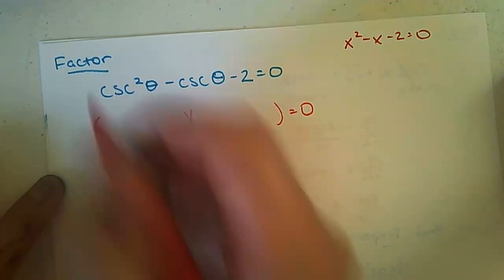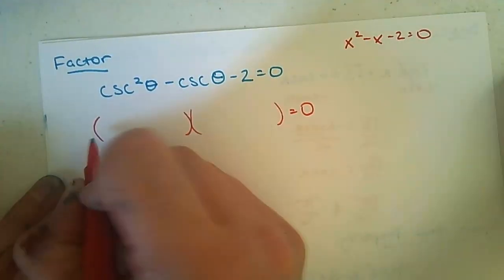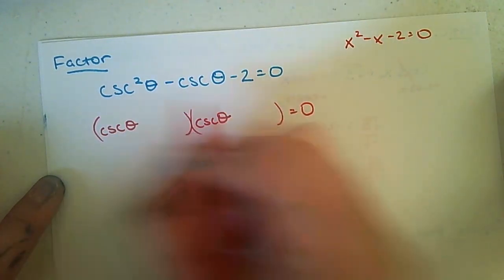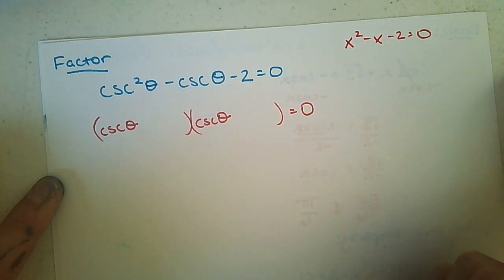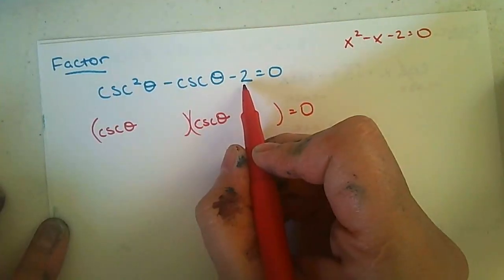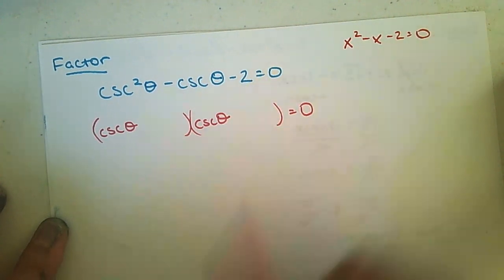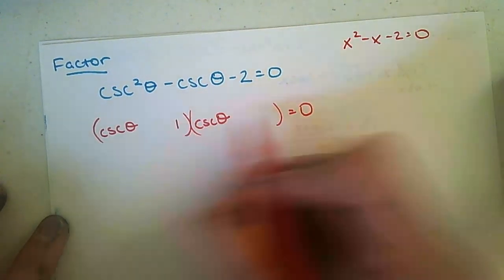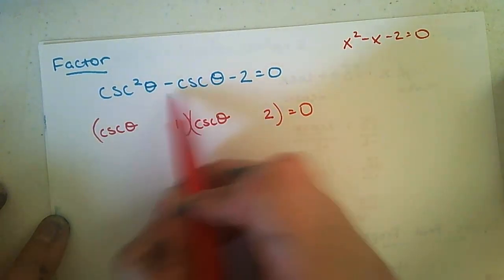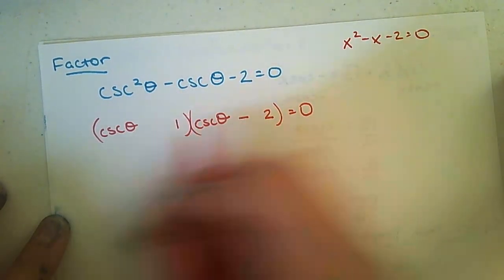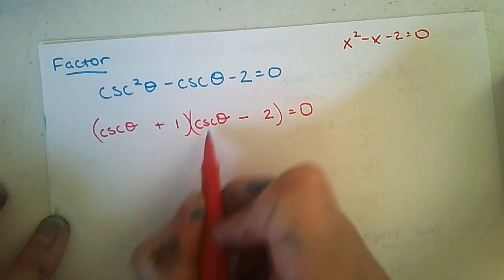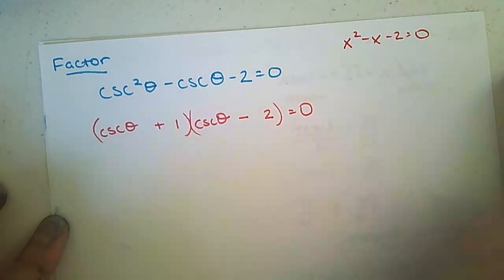And hopefully you guys are thinking cosecant times cosecant gives us a cosecant squared. And now my last times my last has to multiply to my last. My only factors of 2 are 1 and 2. And now let's go ahead and figure out our sign. So I need a negative cosecant. So I think it's going to be like this: -2 cosecants plus 1 cosecant gives us that negative cosecant.